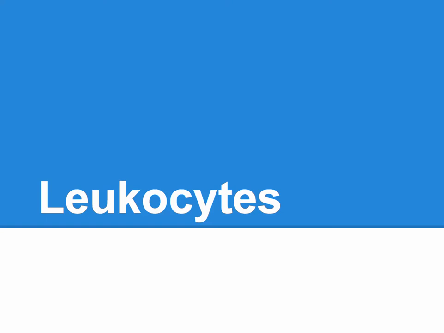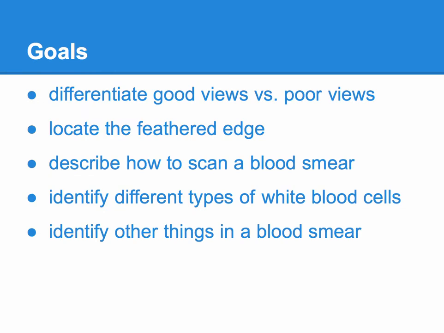The focus of this video will be on leukocytes, or white blood cells. After viewing this video, you should be able to identify and understand the following goals. Differentiate good views versus poor views, locate the feathered edge, describe how to scan a blood smear, identify different types of white blood cells, and identify other things in a blood smear.